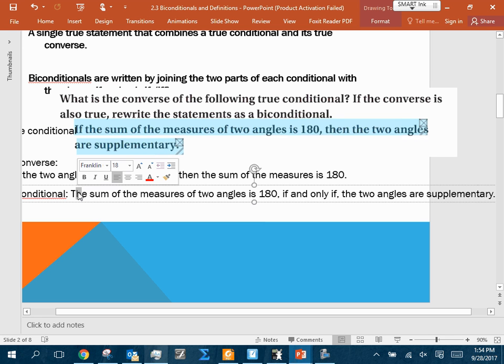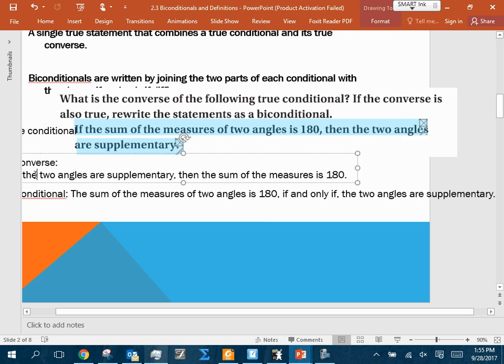If and only if is an identifier to tell you what type of statement this is. When I see the words if and only if, it tells me right away that I can read this phrase: the sum of the measures of two angles is 180 if and only if the two angles are supplementary. So I can rewrite that as this blue phrase. That's reading it left to right, correct? But if I read this right to left, two angles are supplementary if and only if the sum of the measures of the two angles is 180. That gets me the converse.